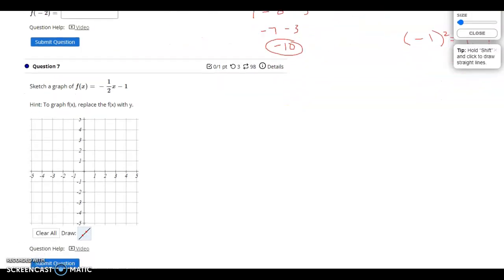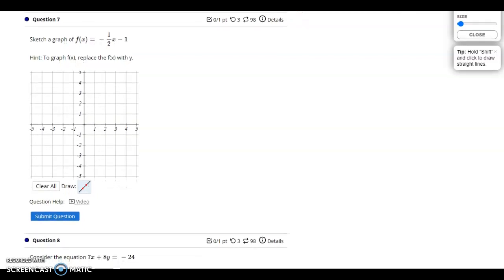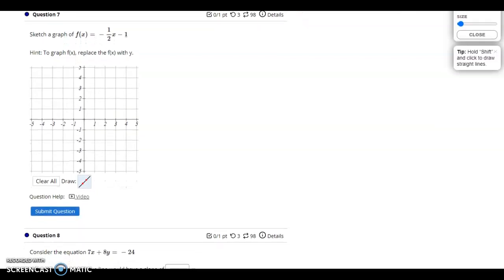Okay, let's look at 7. We need to graph this. f of x equals -1/2 x minus 1. So we can first start by replacing f of x with y. So we get y equals -1/2 x minus 1. Because this is written with y equals, we know it's in slope-intercept form. And so the way I would graph this is by finding the slope and the y-intercept. So the slope here would just be -1/2.